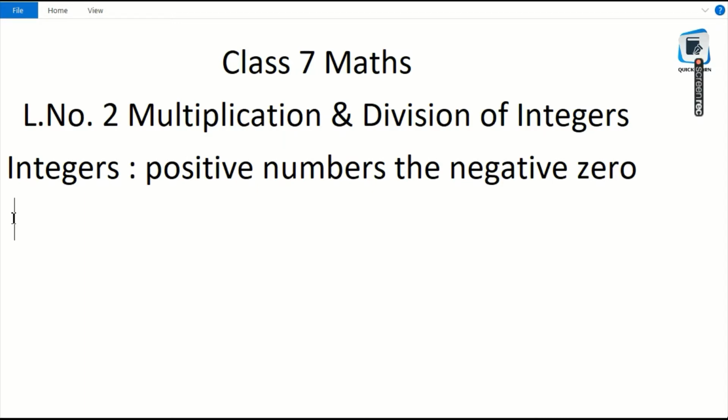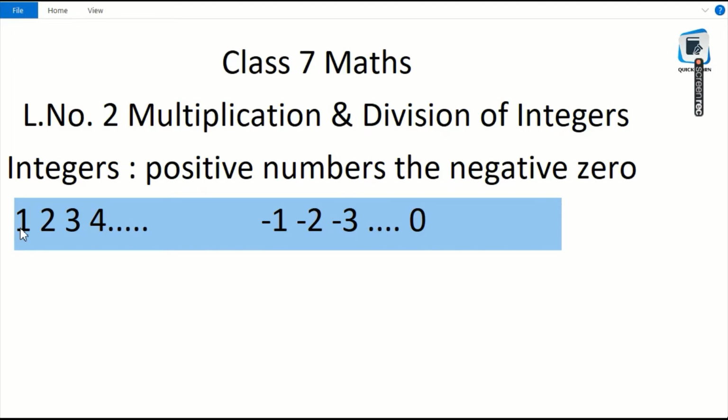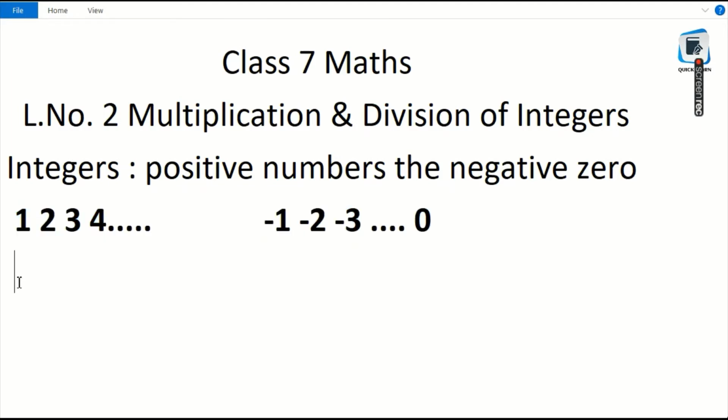First we will see what are positive numbers. The numbers 1, 2, 3, 4 etc. are called positive numbers. The negative numbers are -1, -2, -3 and so on, including 0. So all these numbers are our integers.